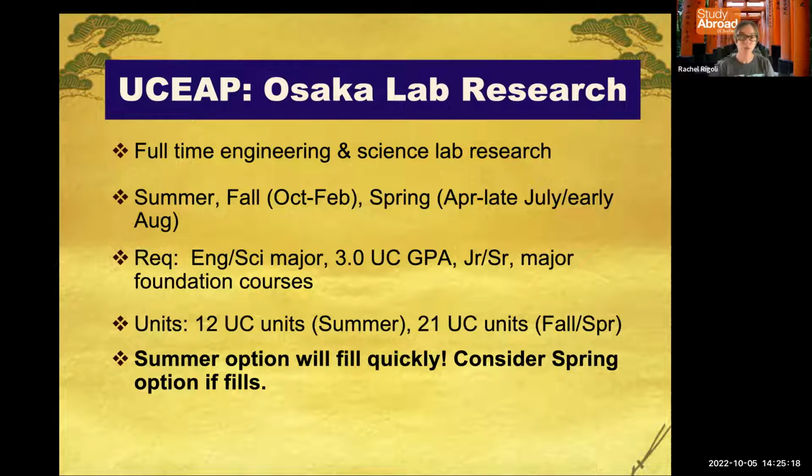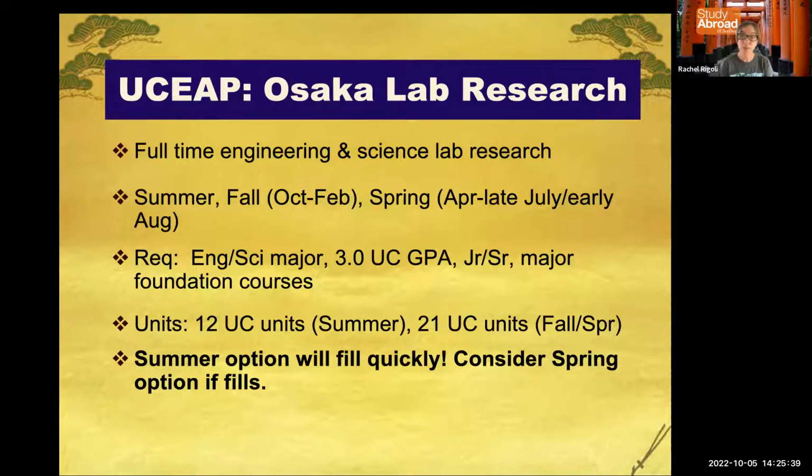You do have to be a junior or senior by departure, 3.0 GPA, and they do want you to have major foundation courses done. And so that means if you're a first year with junior standing and you haven't started any of your engineering science classes, you need to wait. They want students who are further along in their major classes.